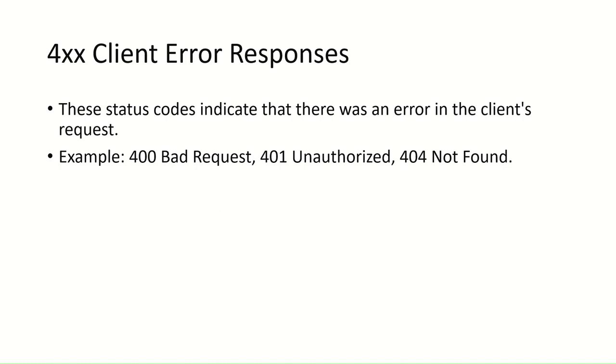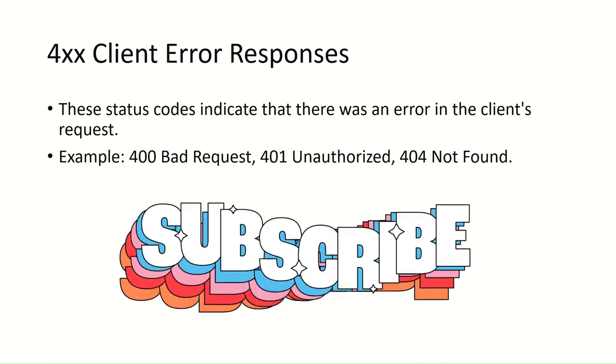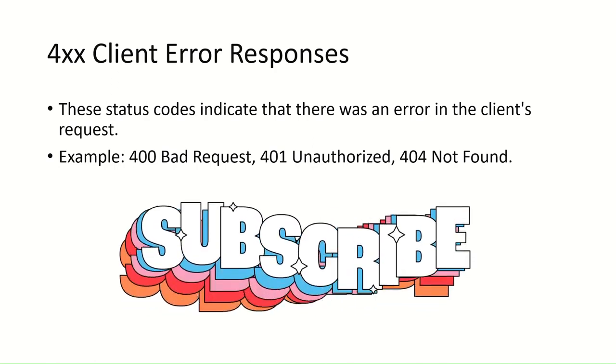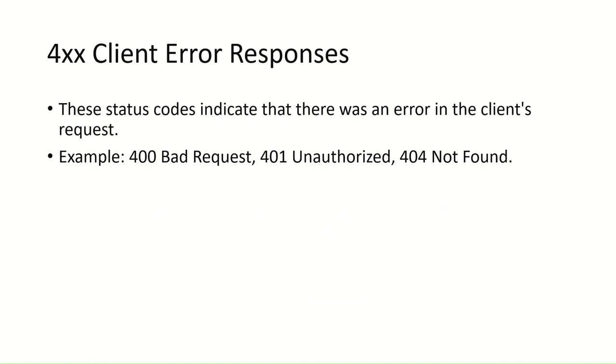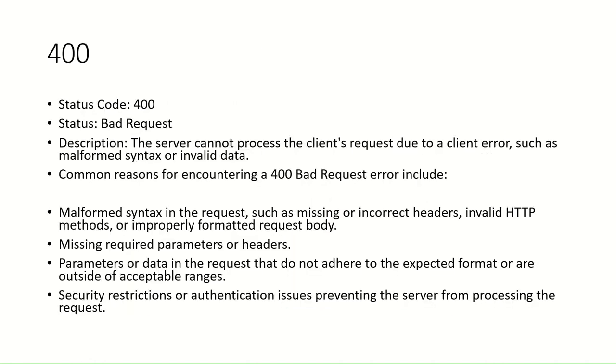These status codes indicate that there was an error in the client request, and the main 4xx family status codes are 400, which is bad request, 401, which is unauthorized, 403, which is forbidden, and 404, which is not found. So I have not mentioned 403 here, but we'll discuss that as well. Now let me go to the next slide and discuss 400 first.